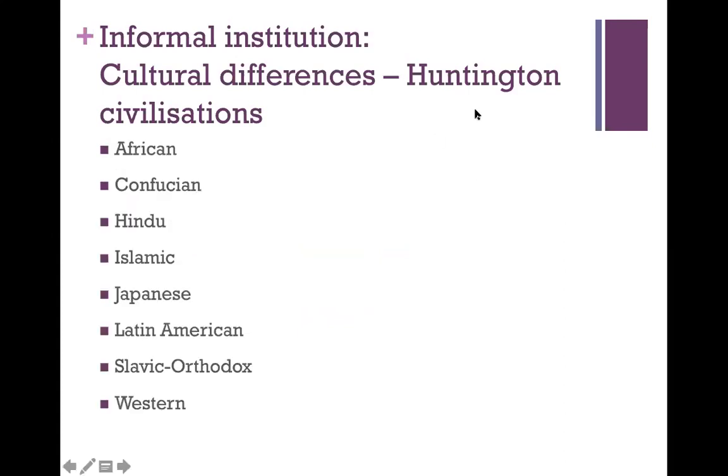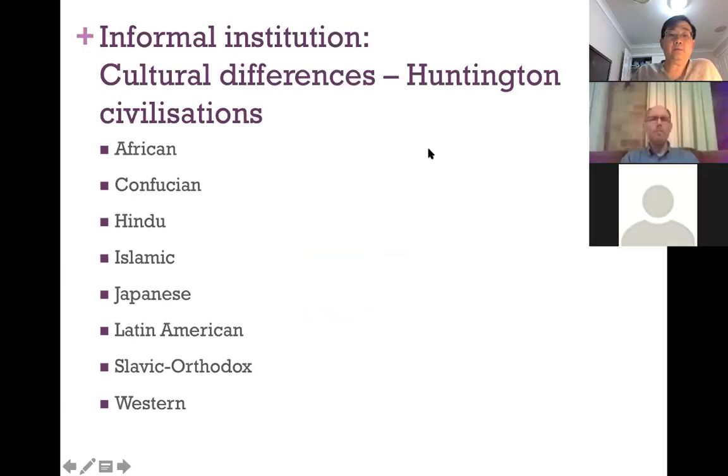Huntington suggests several cultural groups: the Africans, the Confucian, Hindu, Islamic, and so on and so forth. So these cultural differences basically help us understand which one is closer to our own culture.